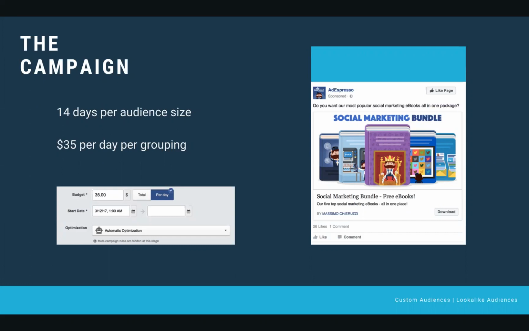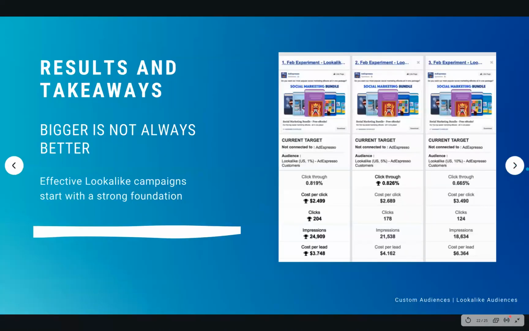After the 2 weeks and the budgets were exhausted, it was time to see the differences in results between these groups. The results from their campaign were very interesting and really showed that bigger is not always better, as the cost per lead for the 1% was the cheapest. The lower cost per click and the higher number of clicks for the 1% illustrates the importance of having a strong database of existing customers for the lookalike audience to base off of.